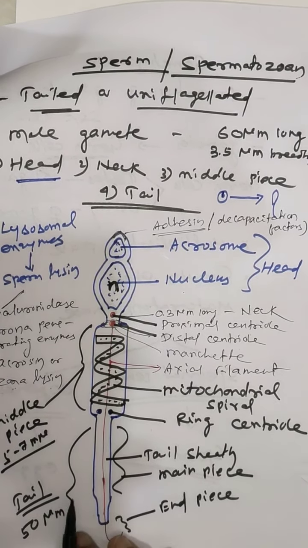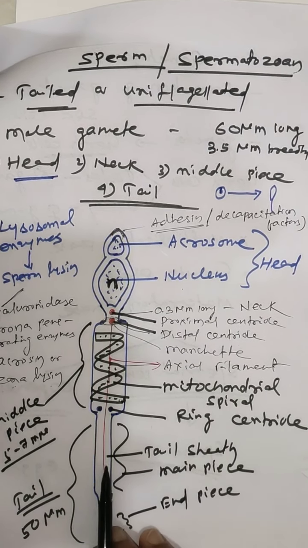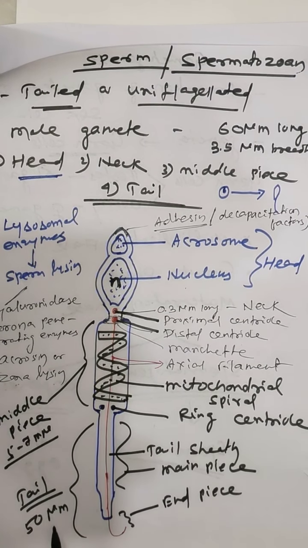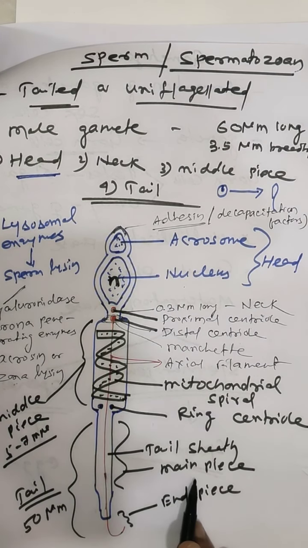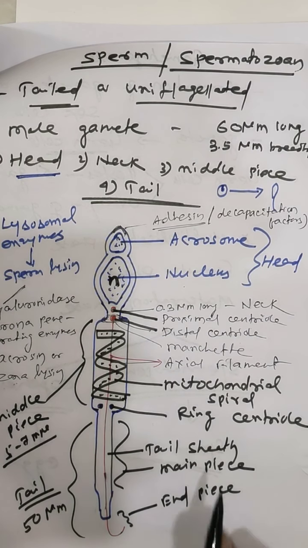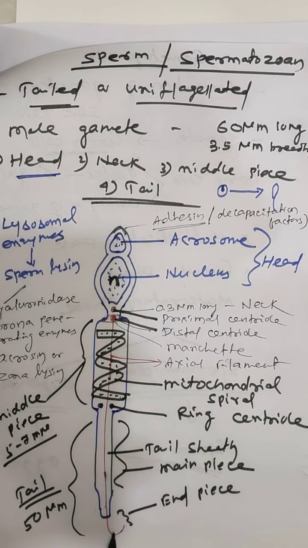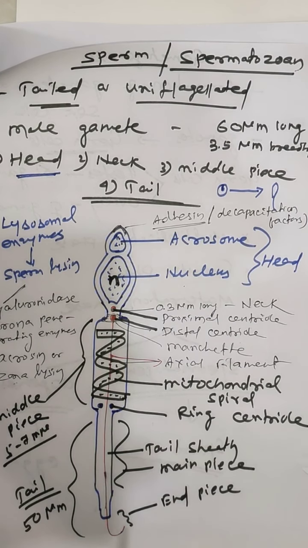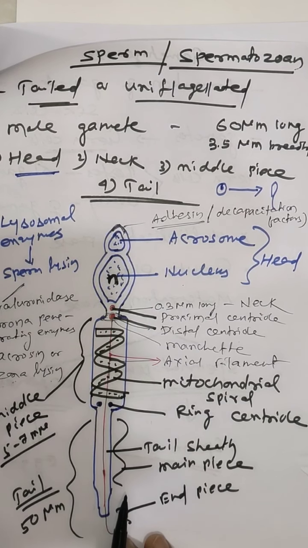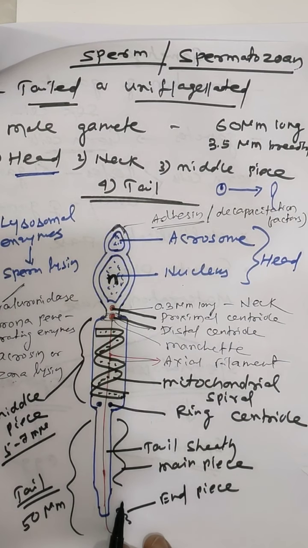The last part is the tail. The tail is the longest part of the sperm, about 50 millimicron long. It has two parts. The anterior part is called the main piece, having a tail sheath, whereas the posterior part is called the end piece, without any tail sheath. In the anterior part the plasmalemma is present, and it is absent in the posterior end piece. The tail is vibratile in nature and helps in the movement of the sperm.